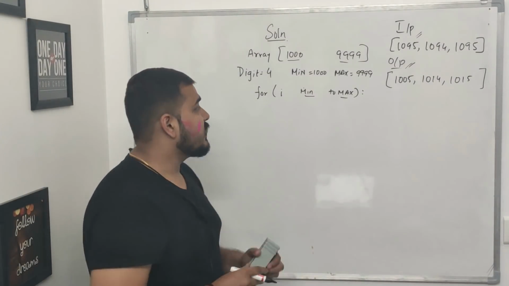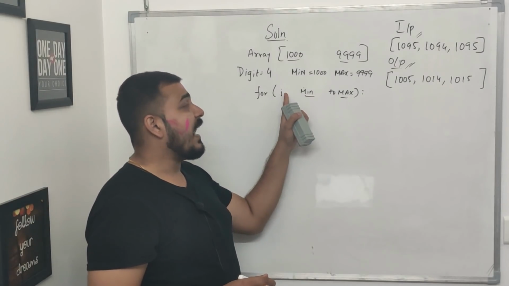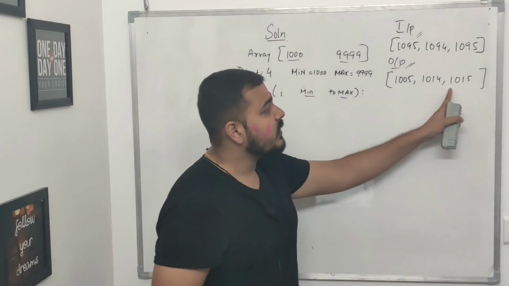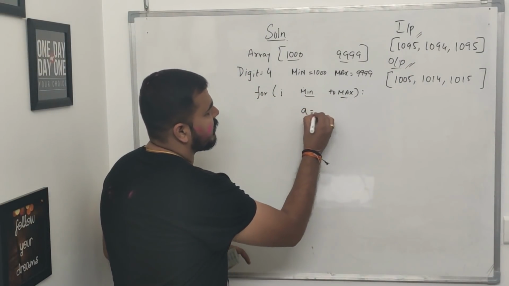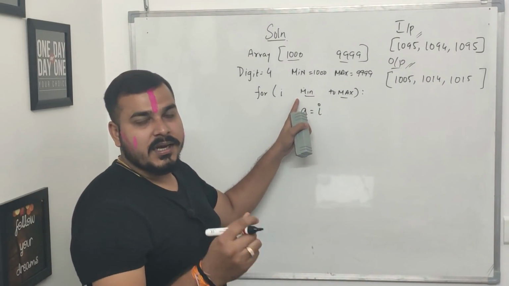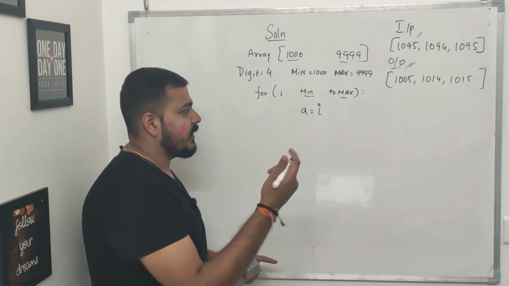Now guys, first of all I'm going to iterate from minimum to maximum. That basically means this i variable will be iterating from 1000 till 4 nines, because we need to find out the exact numbers for this particular input. So the first thing that I'll initialize is a variable, which will be nothing but i. In the first iteration it will be 1000, in the second iteration it will be 1001, third iteration it will be 1002, something like that.